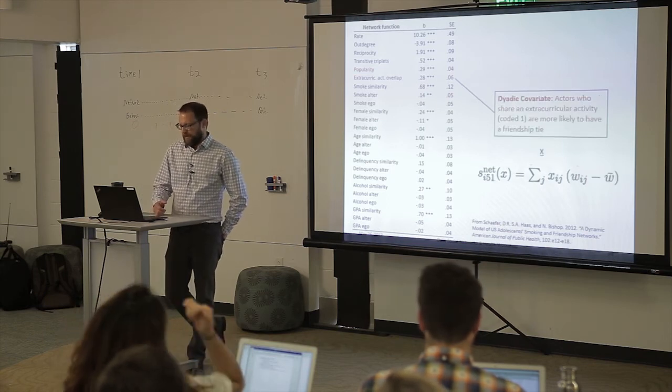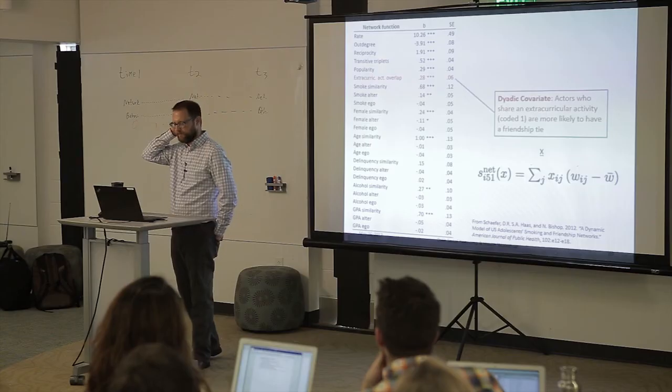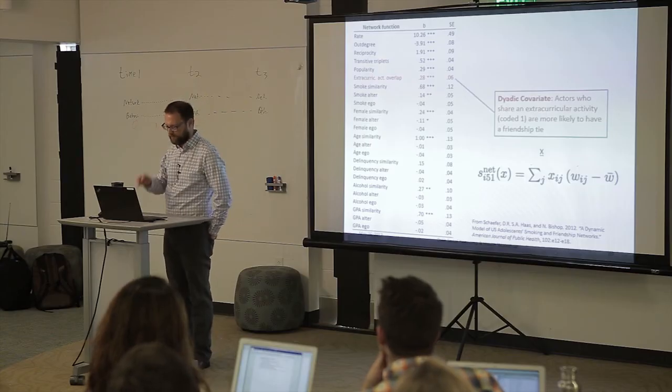All right, next we have a dyadic covariate. So here, extracurricular activity overlap is coded as a one-mode network, coded one if two students were in the same activity and zero if they weren't in at least one of the same activities. And we see that positive effect here, yes, activities tend to support friendships.